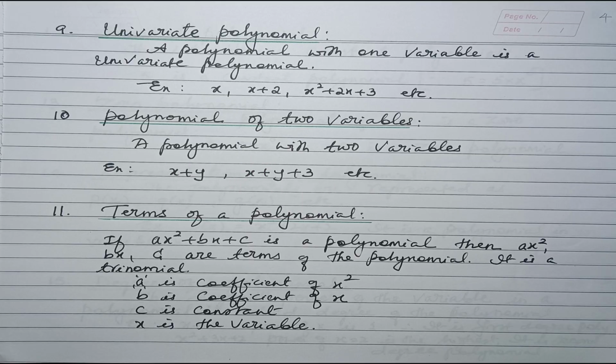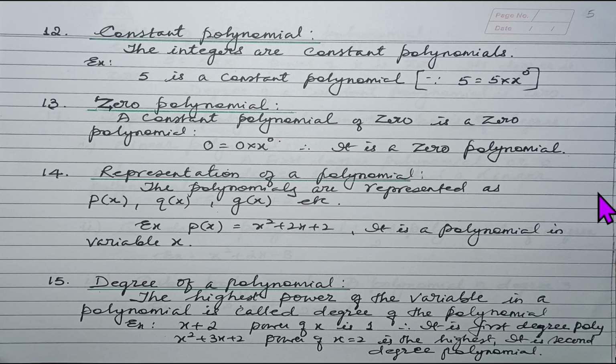Now let us go to the next important term, that is terms of a polynomial. Terms of a polynomial is again the same as in an algebraic expression. If you take a polynomial ax square plus bx plus c, then it is a trinomial. Ax square is one term, bx is another term, c is another term. So we have three terms here, therefore it is a trinomial, and a is the coefficient of x square, b is the coefficient of x, c is a constant, and x is the variable. So that is how we identify the terms of a polynomial.